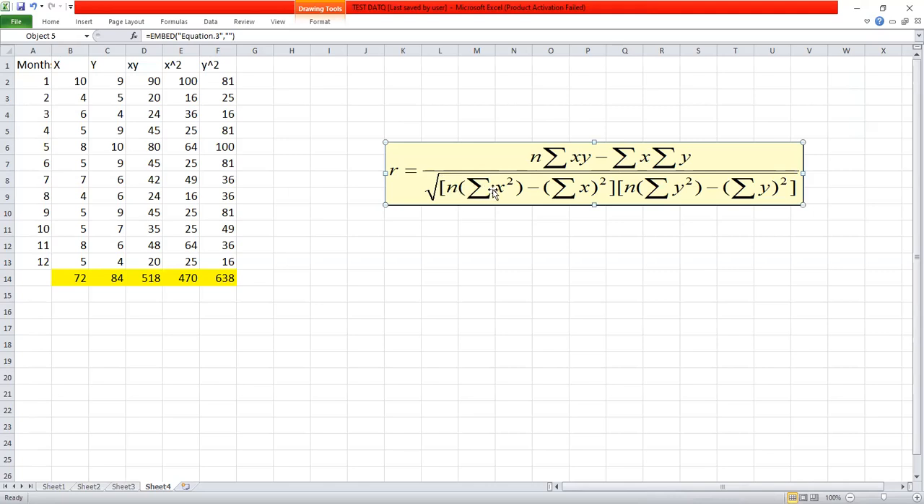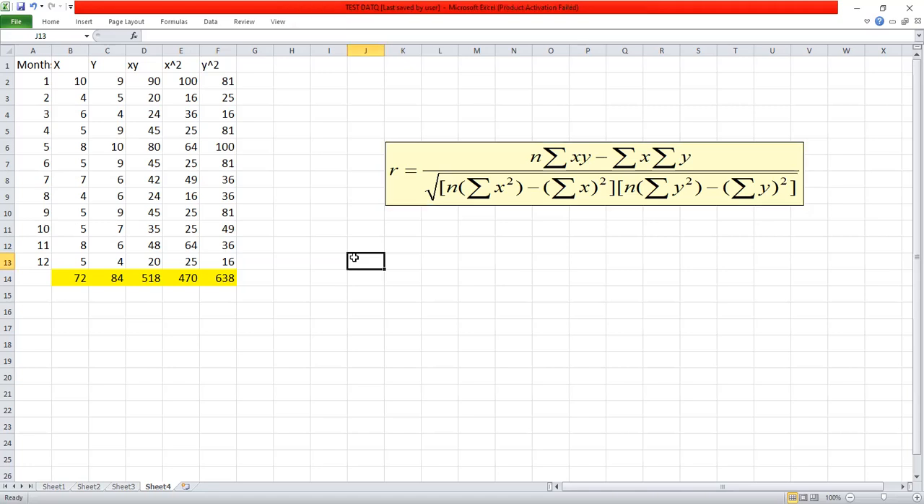12 times sigma x squared. Sigma x squared is 470. 12, sorry. 12 times sigma x squared, which is 470, yeah? Minus, this is my question now. What are you putting here? 72 squared. Then bracket. Again a large bracket. You multiply this by 12 times sigma y squared, which is 638, minus 84 squared.